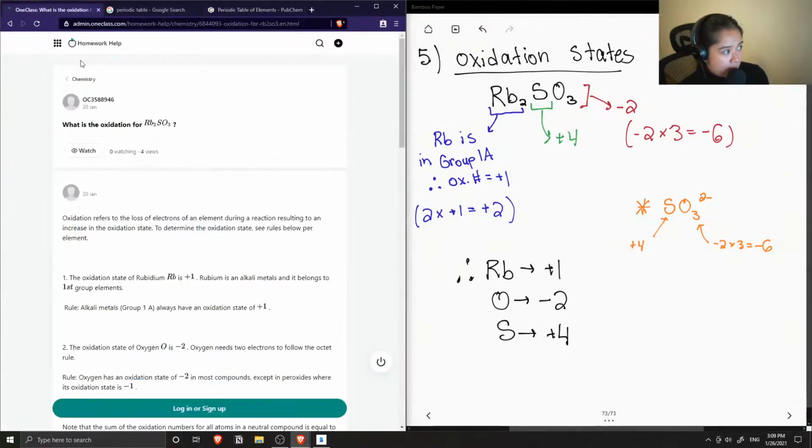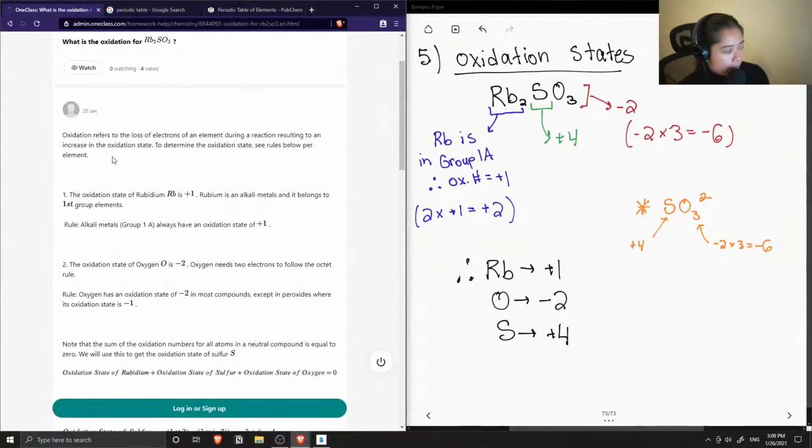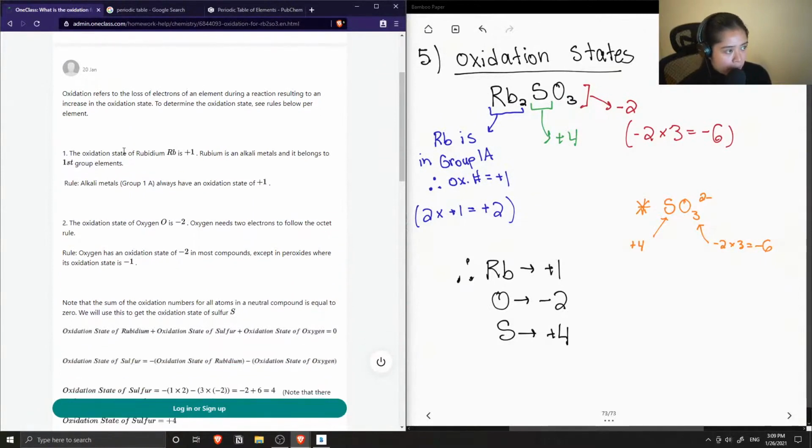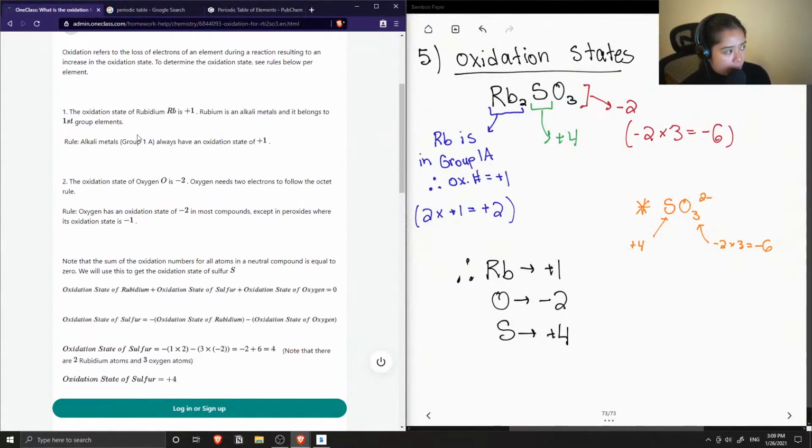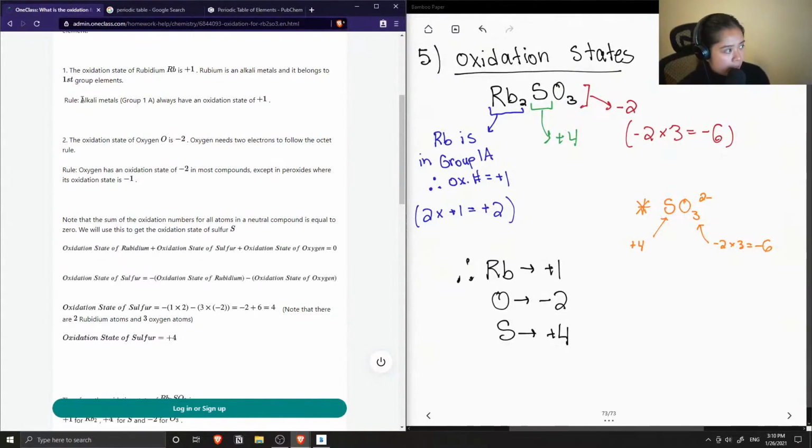Okay, so let's see what the junior tutor said. Oxidation refers to the loss of electrons of an element during a reaction resulting in an increase in the oxidation state. To determine the oxidation state, see the rules below per element. The oxidation state of rubidium is +1. Rubidium is an alkali metal, and it belongs to the first group elements. So the rule is that alkali metals always have an oxidation state of +1.